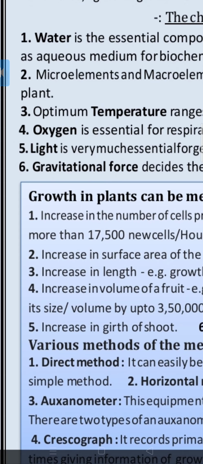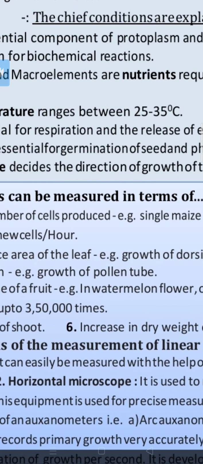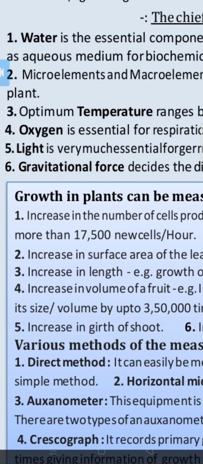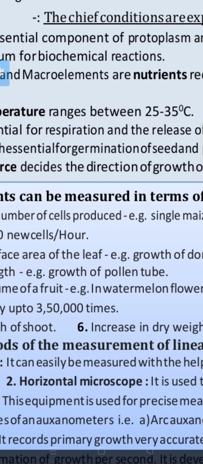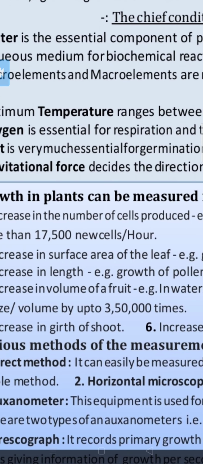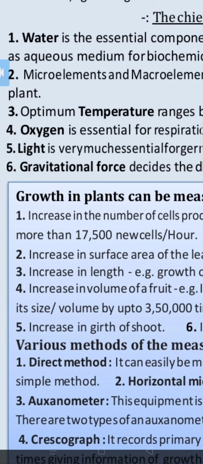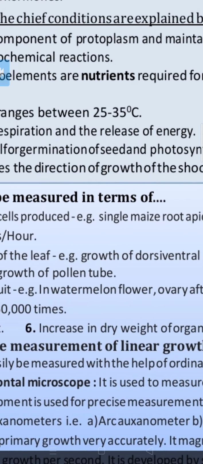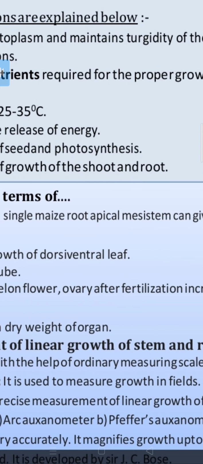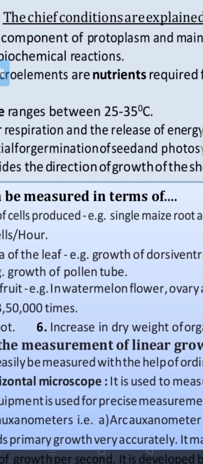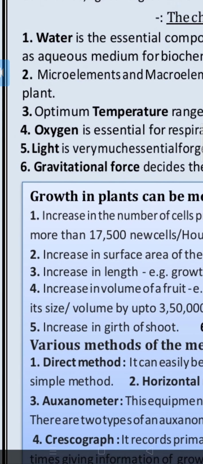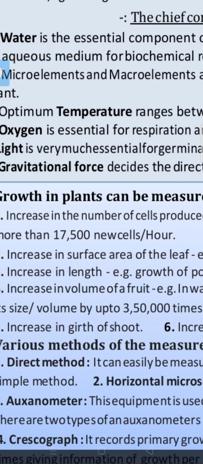Now we will study in which terms growth in plants can be measured. The first one is increase in number, that is, the increase in the number of cells produced. It means how many new cells are produced in a given time. For example, a single maize root apical meristem can give rise to more than 17,500 new cells per hour. Here the time is 1 hour.